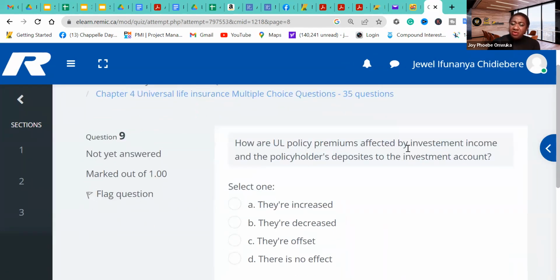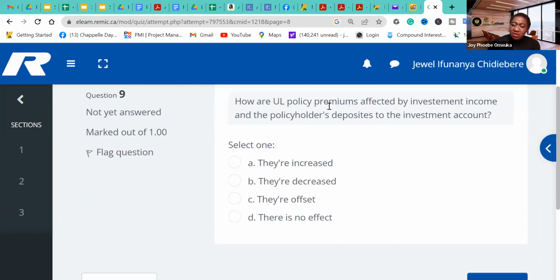How are LLQP policy premiums affected by investment income and the policyholder's deposit to the investment account? They are increased, they are decreased, they are offset, there's no effect. How are LLQP premiums affected by investment? I'm not sure about this.